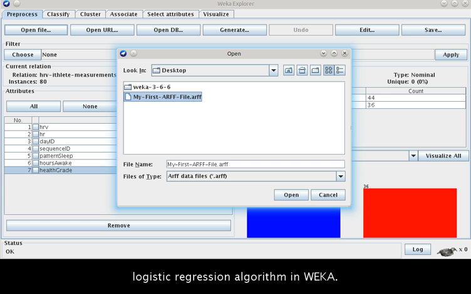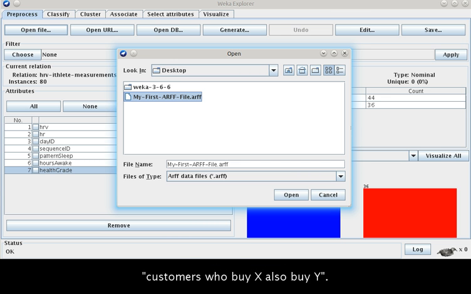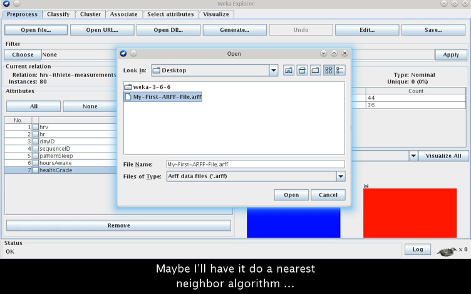Let's say I want to train a computer to train itself to play chess. Maybe I'll have it do a logistic regression algorithm in Weka. Let's say I want my dataset to dispense live personalized advice resembling Amazon's customers who buy X also buy Y. Maybe I'll have it do a nearest neighbor algorithm in Weka.